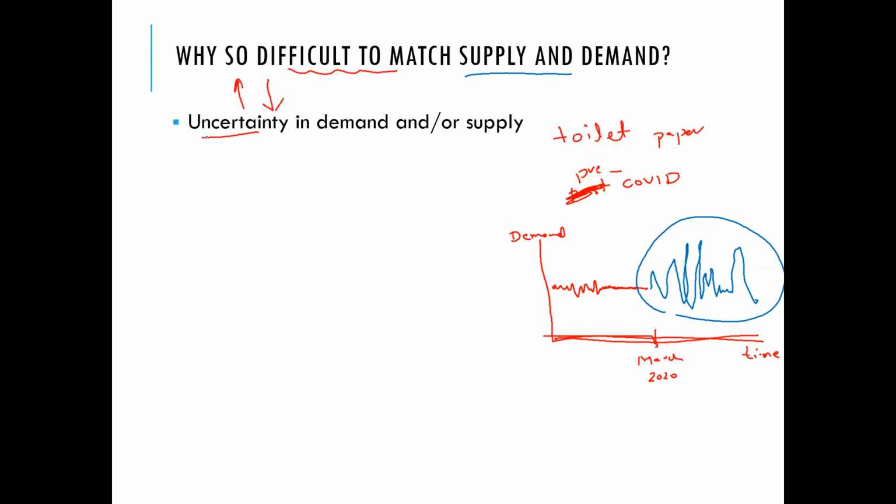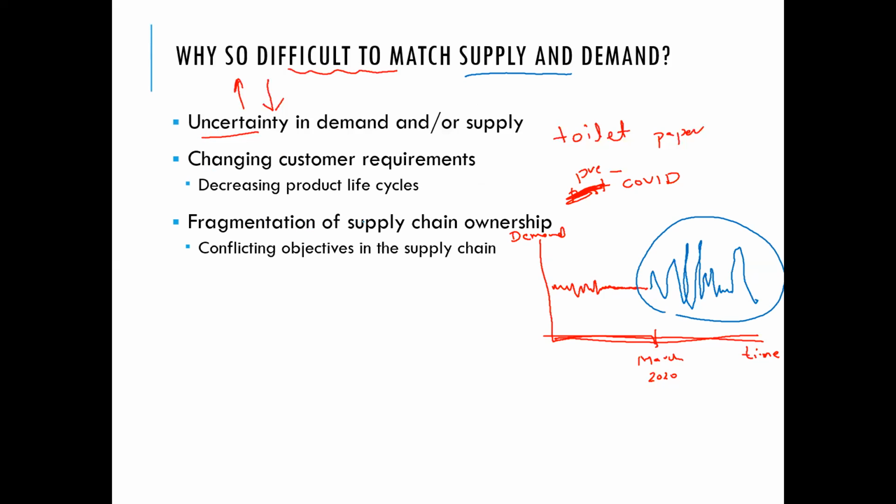That's generally the biggest factor, but there are other factors as well. Changing customer requirements generally creates problems. If your supply chain is fragmented, it creates problems. Fragmentation means that different companies are involved within a supply chain. For example, let's say this is a simple supply chain. This is firm A, this is firm B, and this is the customer.